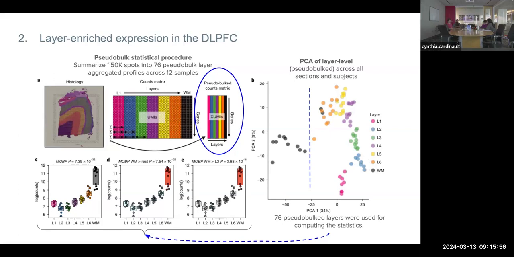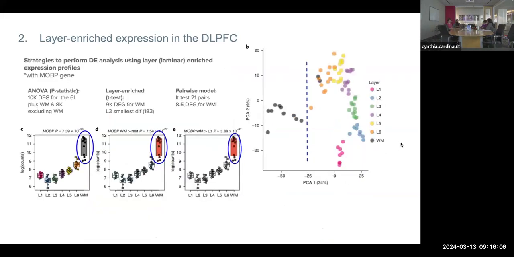They performed three different statistical models in order to present the differences and cover the results. Can you go to the next slide, Diana? So as we can see here, the strategy is to do this differential expression analysis using the layer information, performed with three models. The first one, in panel C, is the ANOVA. The ANOVA is an F statistic test, and what it does is analyze the variance between different layers.